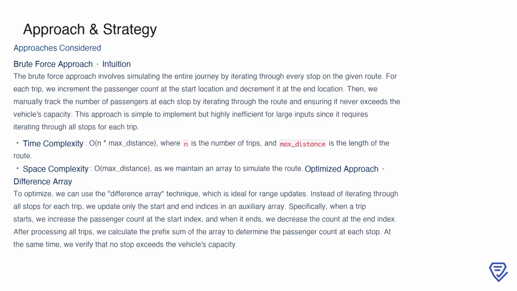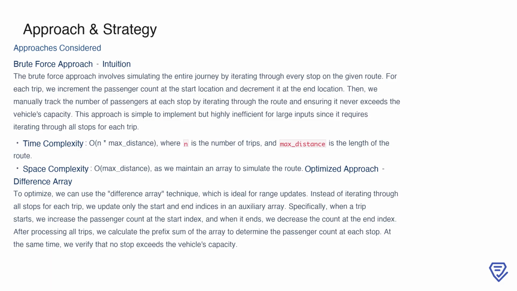Specifically, the time complexity is O(n * max_distance), where n is the number of trips, and max_distance is the length of the route. The space complexity is O(max_distance), as we need an array to simulate the route. To improve upon this, we can turn to a more efficient technique called the difference array. This method leverages the idea of range updates.